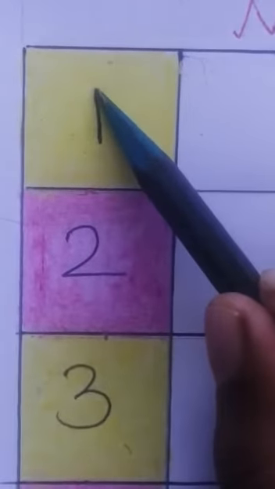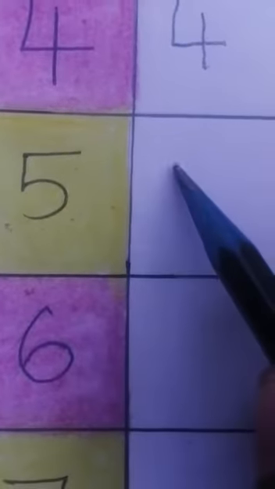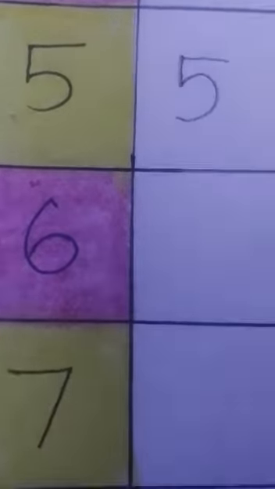First one is number 1. Standing line. 1. 2. Right curve. Sleeping line. 2. 3. Right curve. Again a right curve. 3. 4. Standing line. Sleeping line. Again a standing line. 4. 5. Standing line. Right curve. Sleeping line. 5.